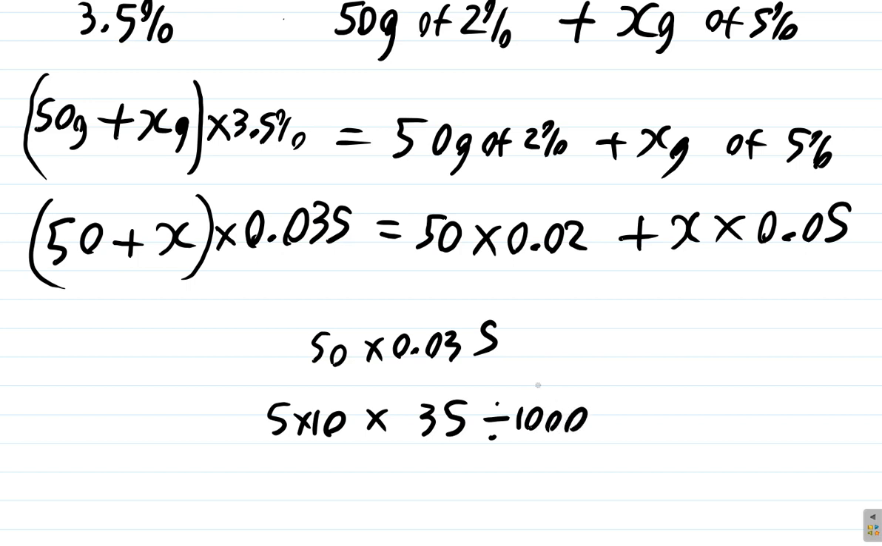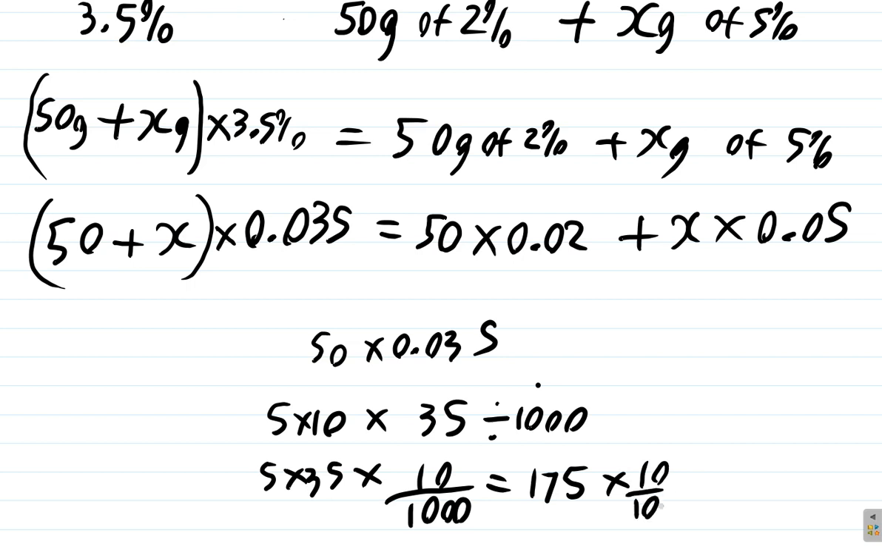Just want to try and do it without the calculator, right? So this is 5 times 35 times 10 over 1000. 5 times 35 is what? 5 times 5 is 25, bring down 5, carry 2. 5 times 3 is 15, plus 2 is 17. Alright, 175 times 10 over 1000, which is the same as times 1 over 100. 175 over 100 is what? It's 1.75, right?